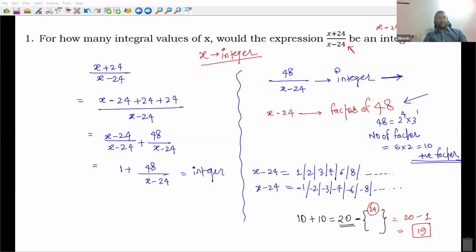So here this topic is completed. Application of factors. We are going to stop here. In tomorrow's class, we will start with factorials. Yes, so we'll stop here. Bye, everyone.